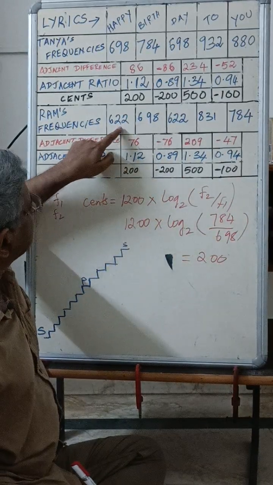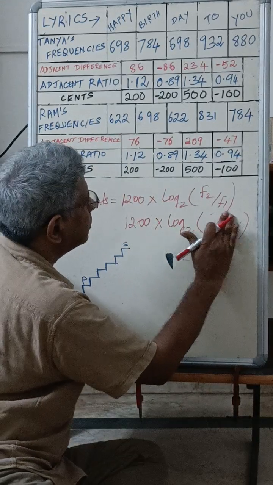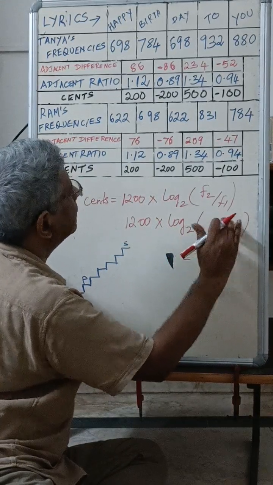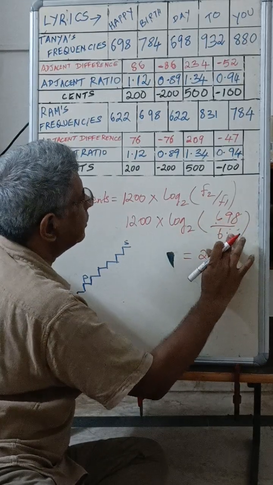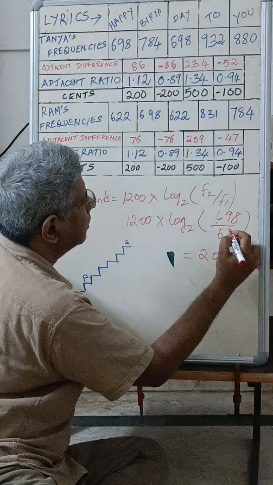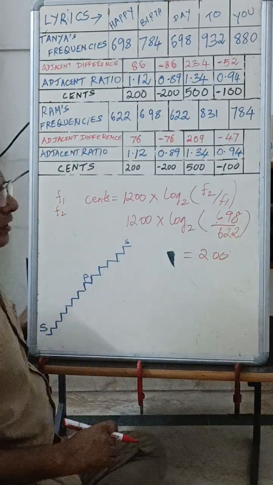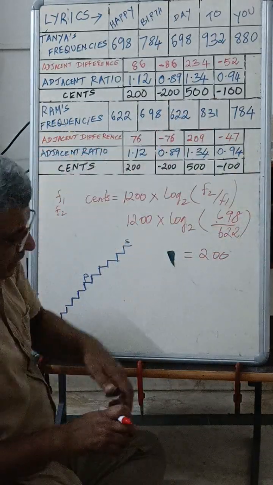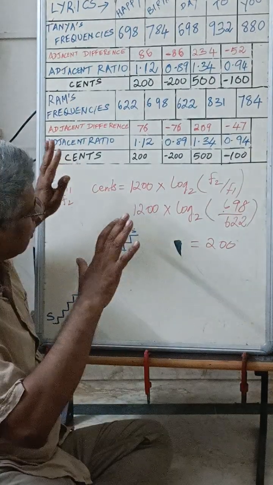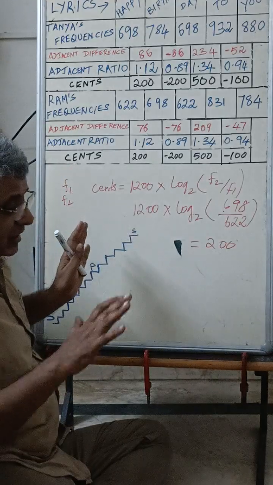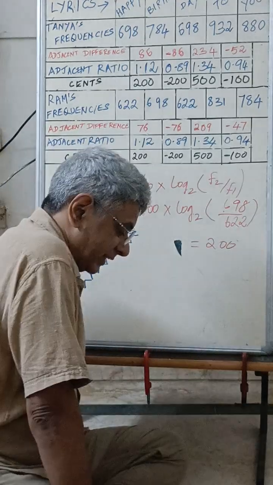So 698 by 622, if I change this to, I'll get the same 200. 698 by 622 is again 200 cents. So you see the cents, so what we've done is told you about the cents. But let's now go to the deeper idea behind cents.